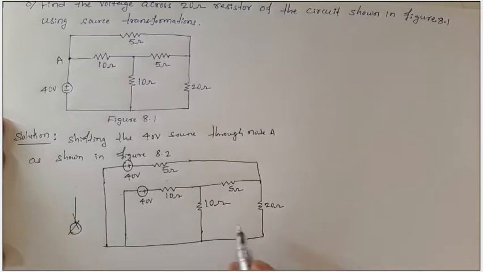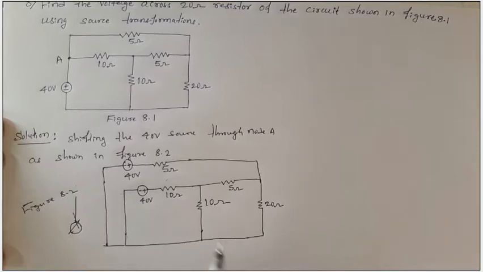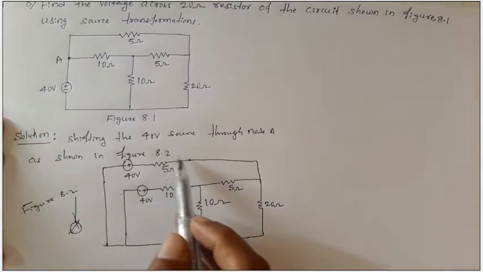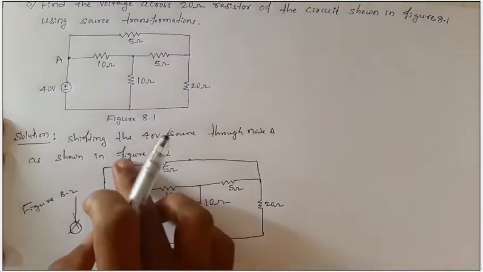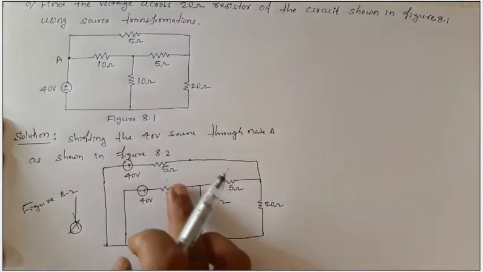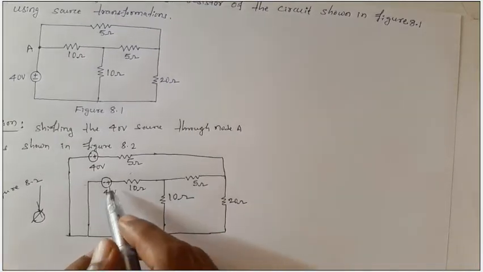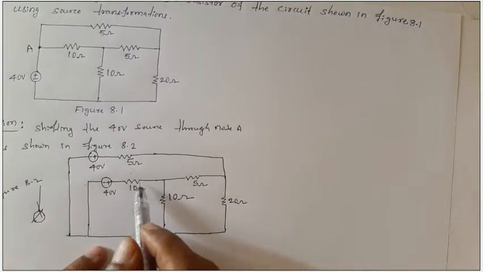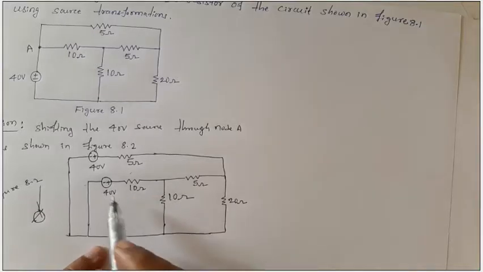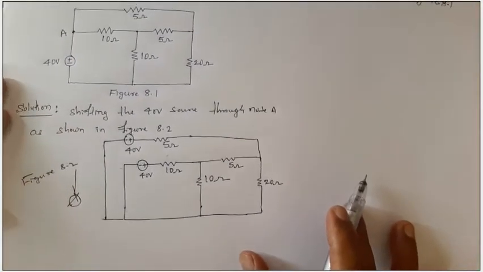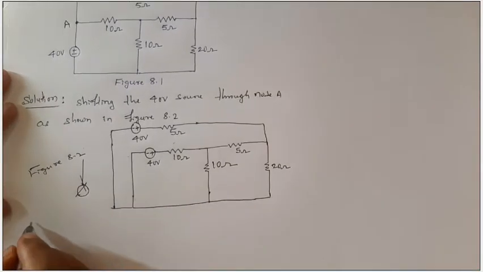Now if you see, dear students, this is figure 8.2. We can easily convert this voltage source and this voltage source to equivalent current sources. Initially we will convert this internal voltage source, because there is a 10 ohm resistor in series with 40 volts. If we redraw, we convert the 40 volt internal voltage source, which is in series with a 10 ohm resistor.